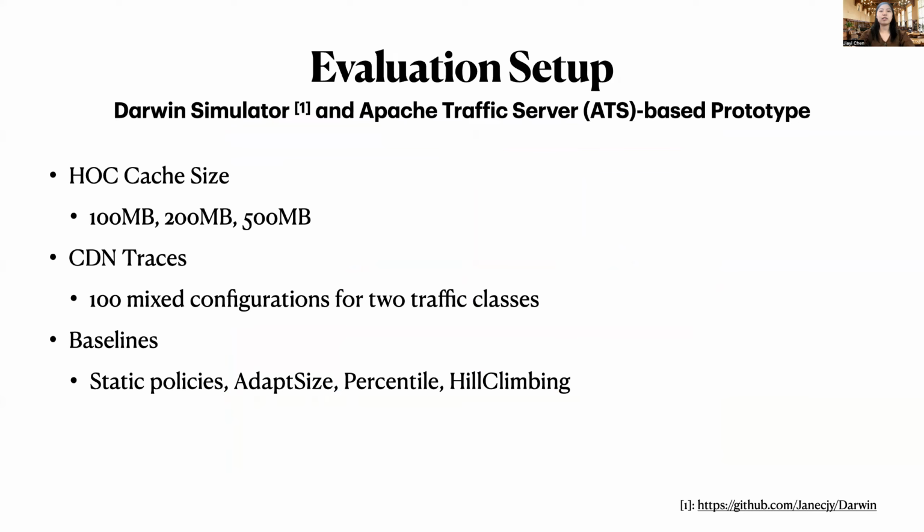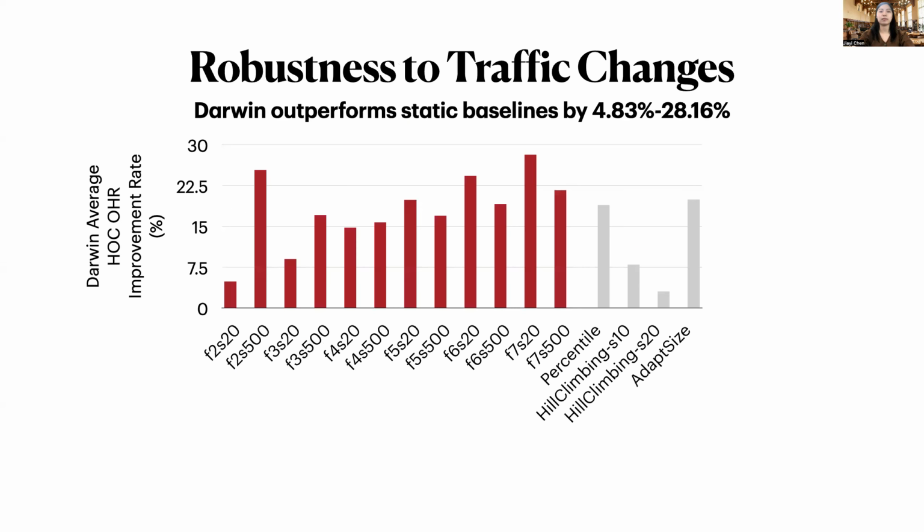We evaluated Darwin extensively, both in simulations and through an Apache Traffic Server-based prototype. We checked hot cache size from 100 to 500 MB. We trained and tested with CDN traces of 100 mixed configurations for 2 traffic classes. Our baselines include static policies, AdaptSize, percentile, and hill climbing. Our results show that Darwin is robust to traffic changes.